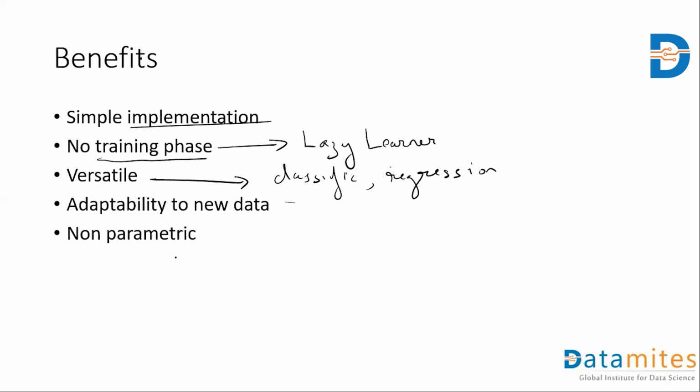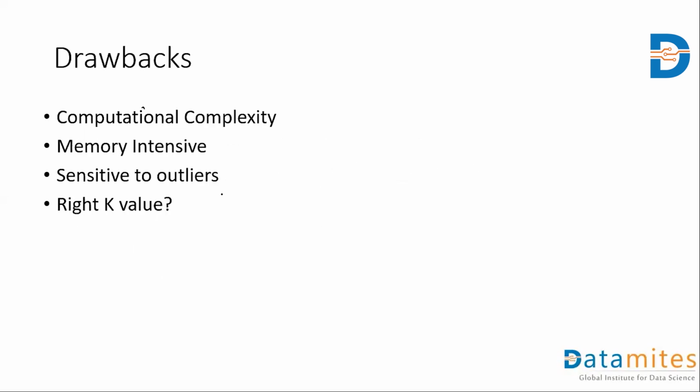And it's a non-parametric algorithm. That is to say, it does not make any assumption about the underlying distribution of the data, or any such assumptions are not required by KNN, right? It's very straightforward, simple, and at the same time, it's effective as well, right? But there are some drawbacks to this kind of an algorithm as well.